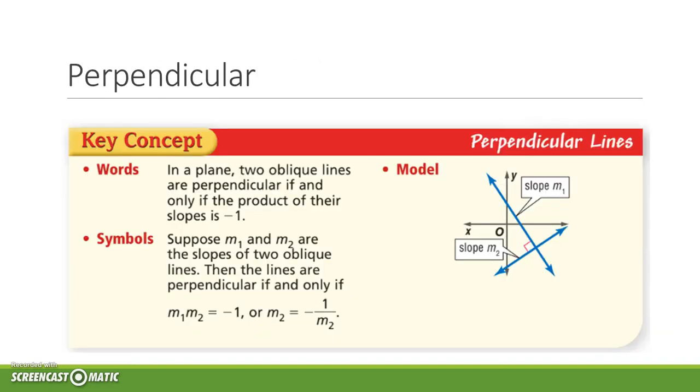Okay, perpendicular. Two lines are perpendicular only if the product of their slopes is -1. So the idea is it's the opposite reciprocal. So the slopes are opposite reciprocals.